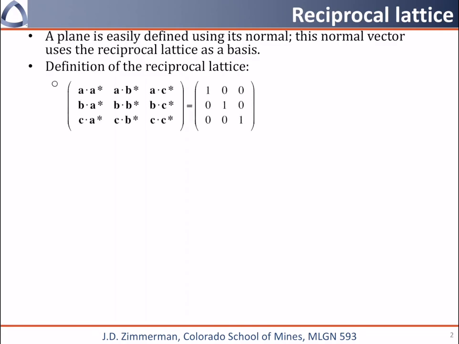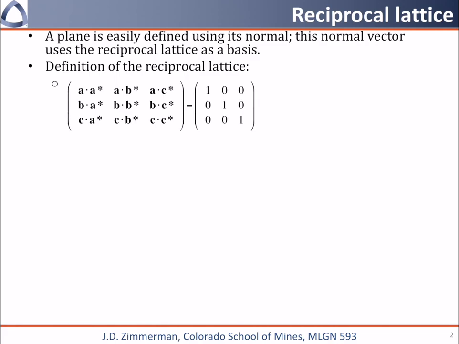The first one being this matrix here. If you take A dot A star here, you will always get 1, A dot B star is 0, and A dot C star is 0. So what this tells you is that A and A star have some angle between them. It's usually a smaller angle, but A and B star are perpendicular to each other, and A and C star are perpendicular to each other.